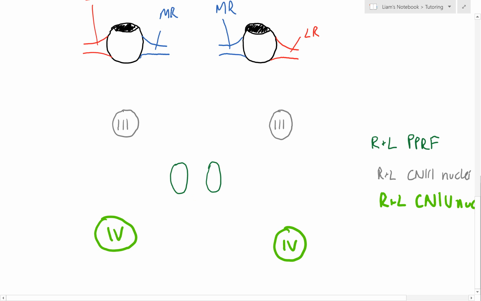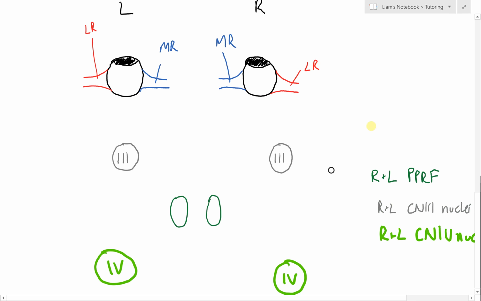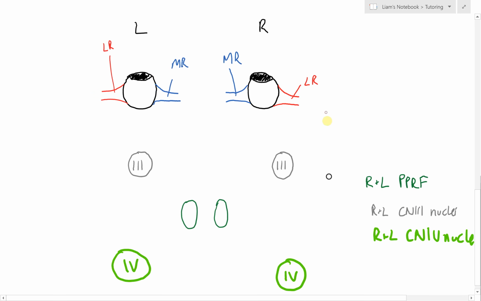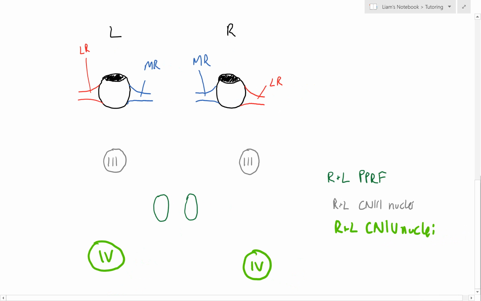So we've got here left and right. In this example, we'll say that we want our eyes to turn to the left. So they're following the cursor over to this direction here. This is a bird's eye view. This is our left PPRF and our right PPRF.